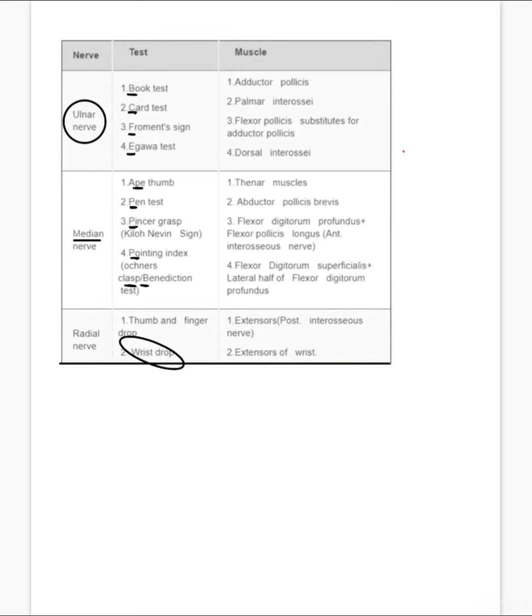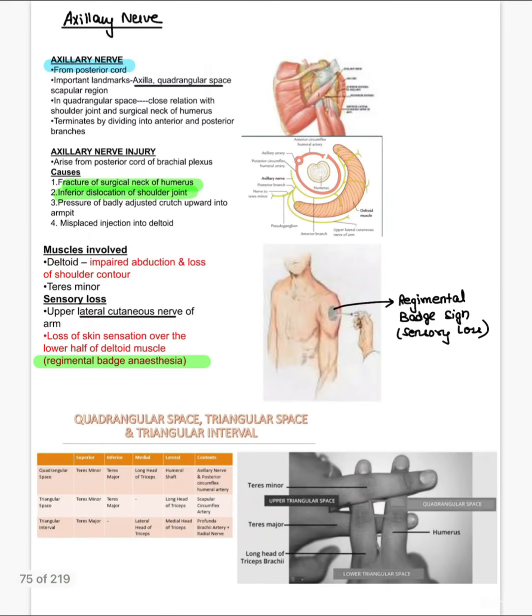Then the radial nerve causes wrist drop and finger drop. So this is important. Now we'll start with the nerves one by one. We won't go into very much detail about the course because it's not a theory paper, but we'll see the important things that you need to know before going for the exam.